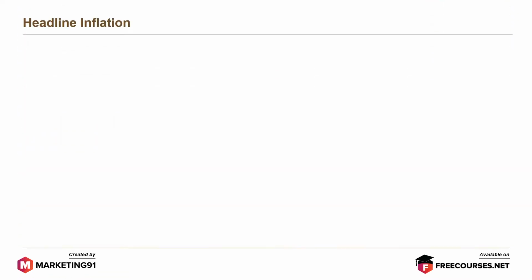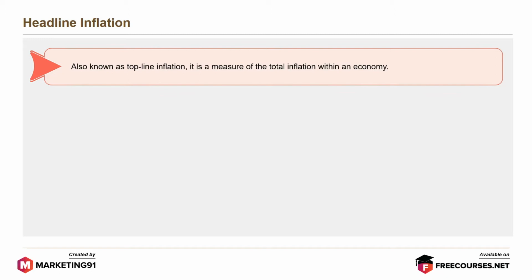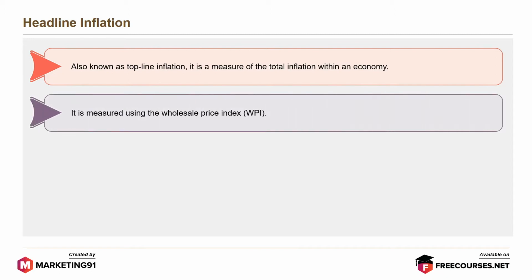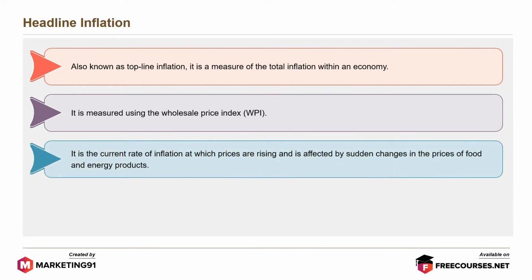Headline inflation, also known as top-line inflation, is a measure of the total inflation within an economy. It is measured using the Wholesale Price Index or WPI. It is the current rate of inflation at which prices are rising and is affected by sudden changes in the prices of food and energy products.